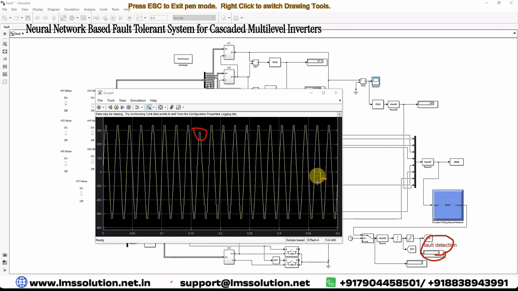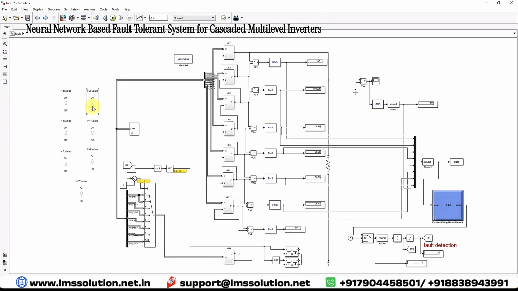After that, the auxiliary inverter is connected to the system. Because of that you are getting the 15-level output from the inverter. The load continuously gets a continuous power supply with the rated value. So next we want to create the fault in H-bridge 3 and then we will check the results. Now I'm going to create the fault in H-bridge 3.